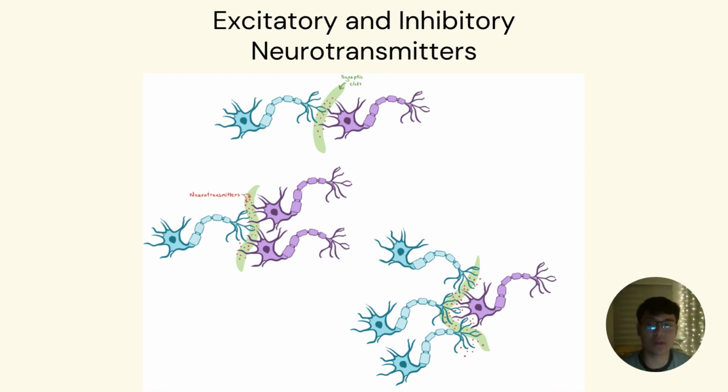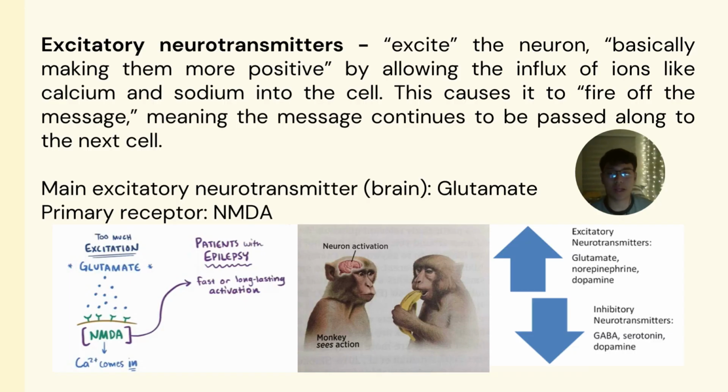Now let's talk more about excitatory and inhibitory neurotransmitters, which are the main factors that increase or decrease the likelihood of the neuron to fire an action potential. So let's first talk about excitatory neurotransmitters. From the name itself, excitatory, they excite the neuron, basically making it more positive. Yan ang ginabuhat by allowing the influx of ions like calcium and sodium into the cell. And this causes it to fire off the message, meaning the message continues to be passed along to the next cell, from neuron to neuron.